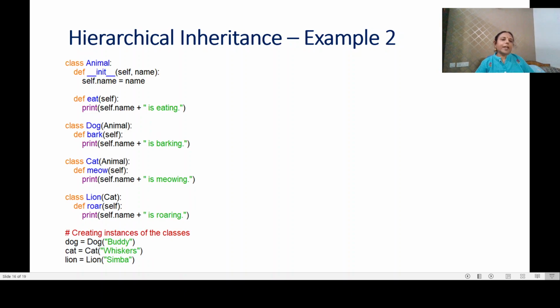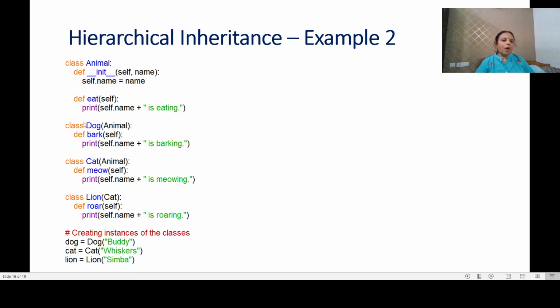So next, a practical example. What you can see is we can take animal as the parent class. Whenever I create an object, I will be passing some name, and that name is stored in the variable name inside this class. And then I am just creating a function eat, which will print self.name, whatever name we supply, along with "is eating".